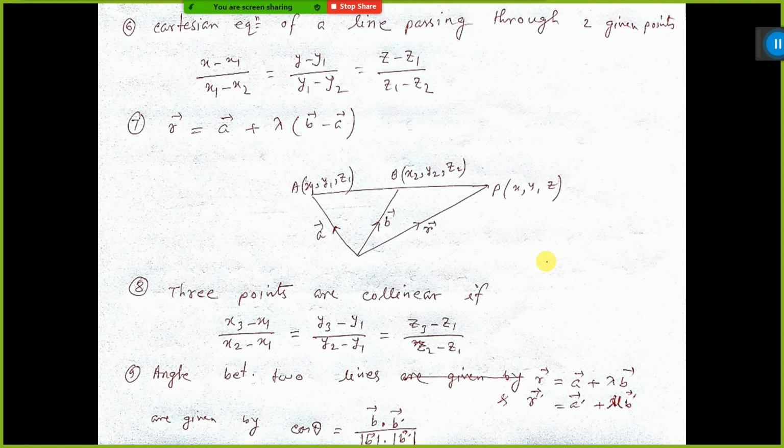Now let us do formula number 6, the Cartesian equation of a line passing through two given points. This one you know very well because you have learned it in two-dimension geometry also. The equation of a line passing through two given points: the first point is x1, y1 and the second point is x2, y2.